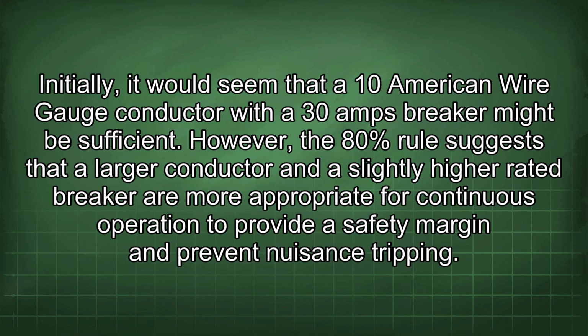Initially, it would seem that a 10 American wire gauge conductor with a 30 amp breaker might be sufficient. However, the 80% rule suggests that a larger conductor and a slightly higher rated breaker are more appropriate for continuous operation to provide a safety margin and prevent nuisance tripping.